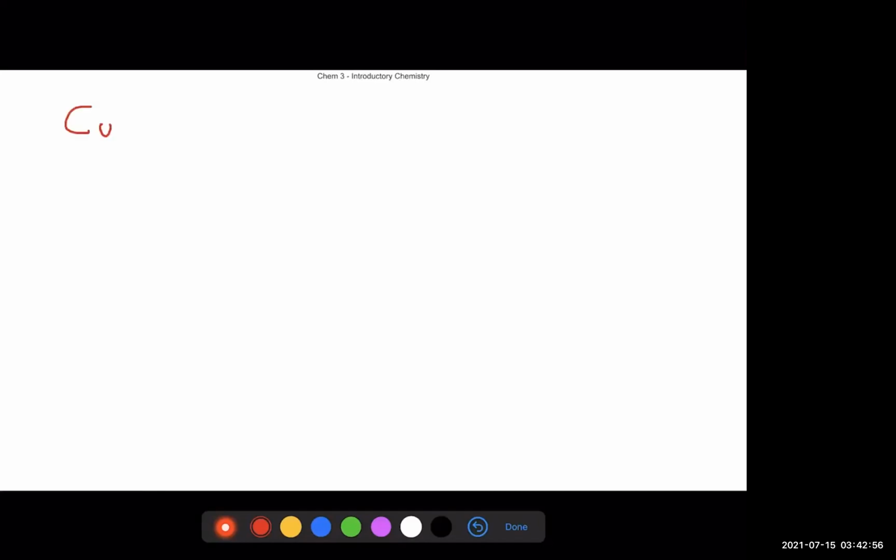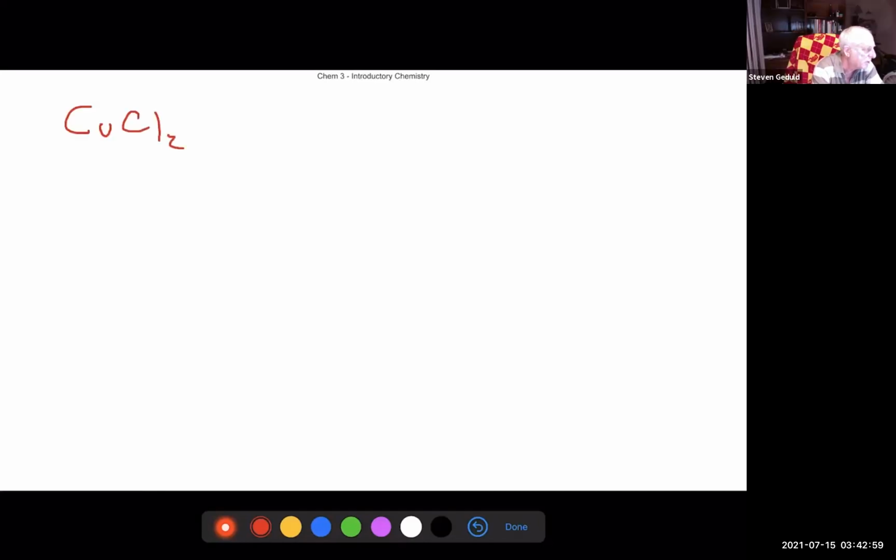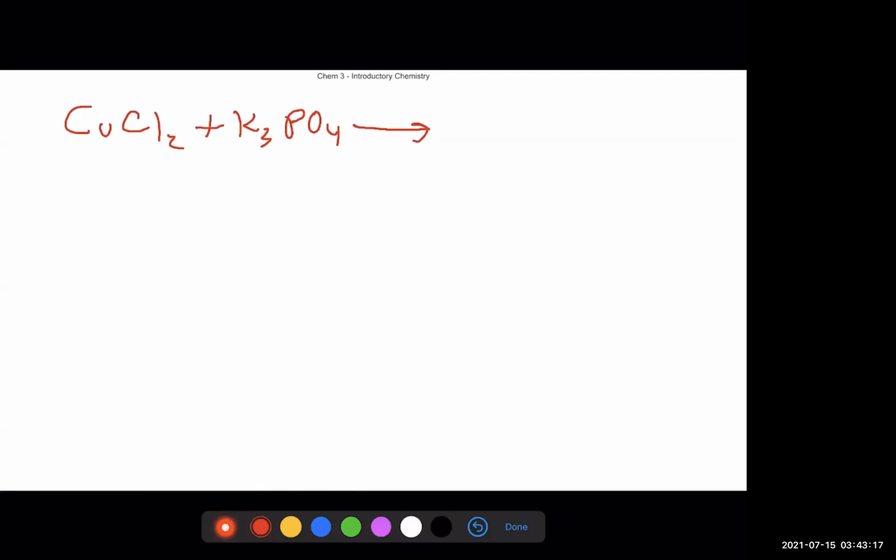Okay. So it says complete and balanced molecular equation for the reaction of aqueous copper 2 chloride. So it's CuCl2, right? Copper 2 chloride. And aqueous potassium phosphate. Potassium phosphate is K3PO4. And those are both aqueous, right? So I have the top part right, but not the bottom. I just can't get it. Okay, I see what you did. You got the top part.